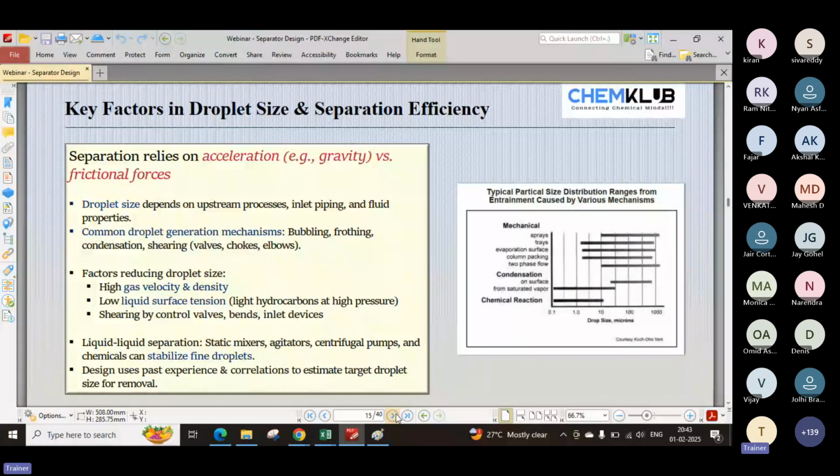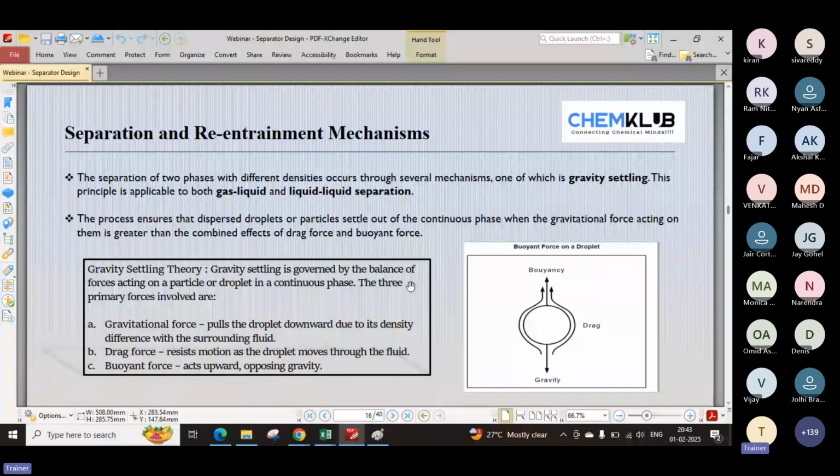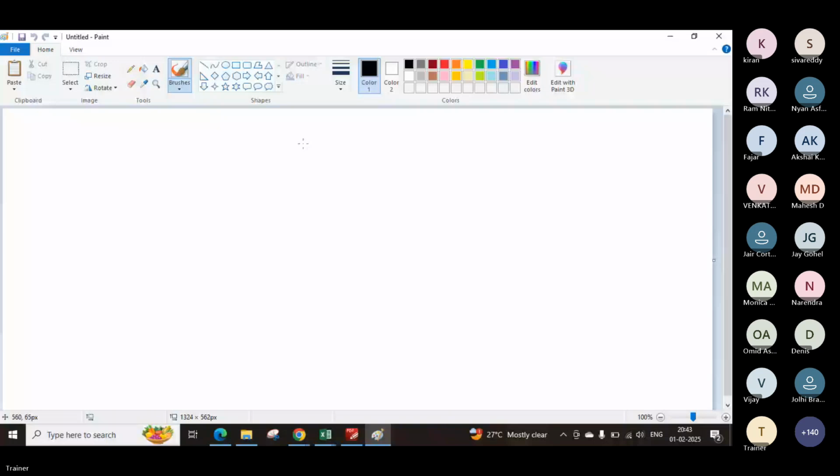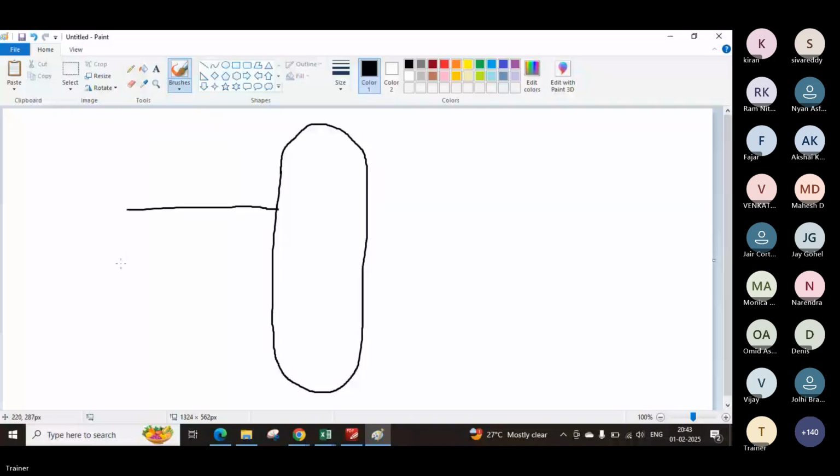Okay, so now suppose we go much deeper now. Okay, let me draw a separator for you. Suppose let me size this way.